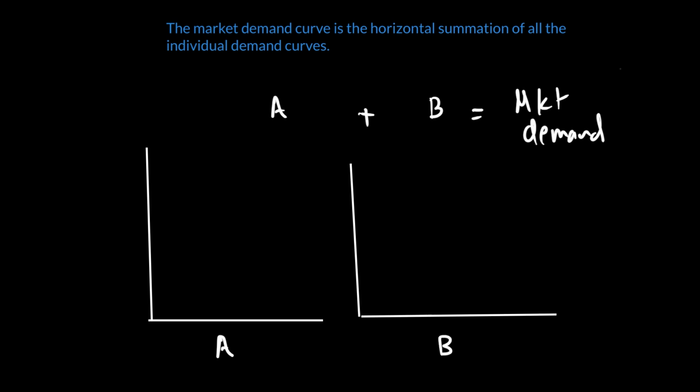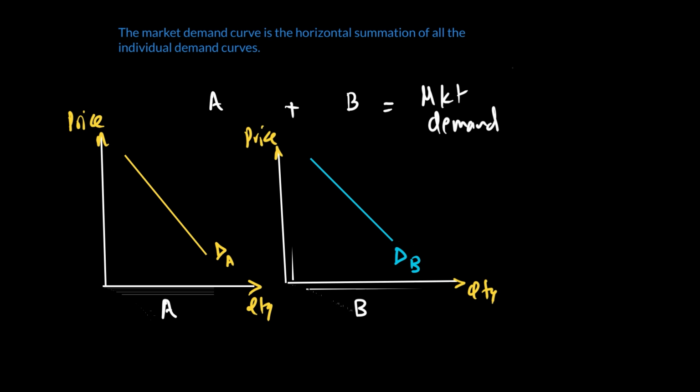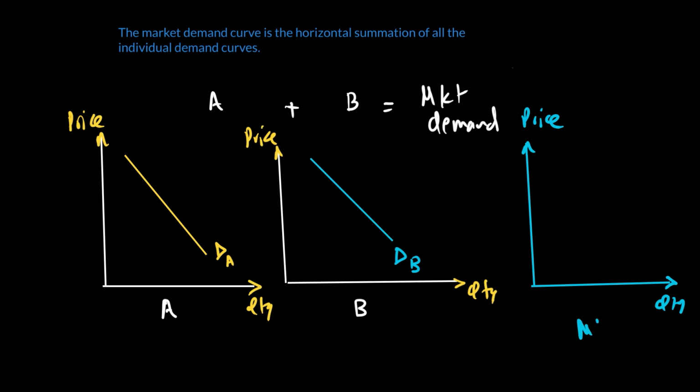So let's say A's demand curve is like this. Let's call it DA for demand curve and label this quantity and price. It's always important to label our graphs. And let's say consumer B's demand curve is like this, DB. Now, from this information, how do we make our market demand curve? Well, what we look at is for each price, how much are A and B demanding, and assuming that they are the only two people in our market, we can find out the market demand.